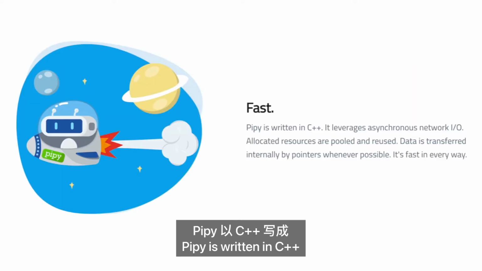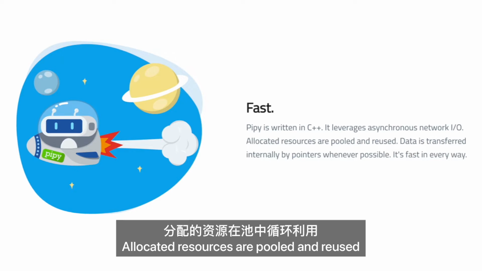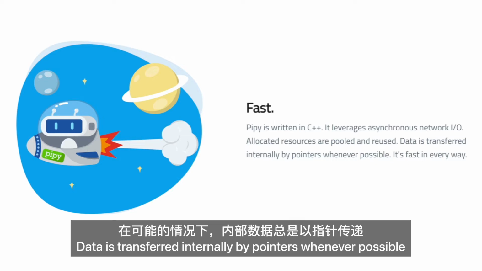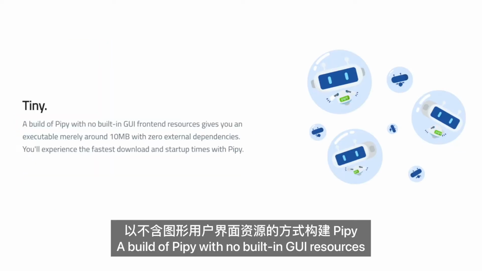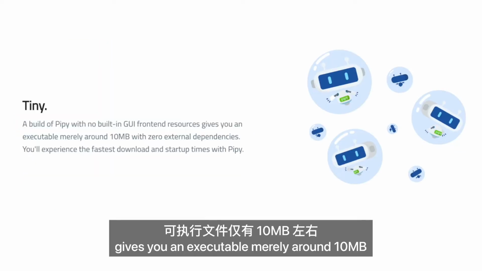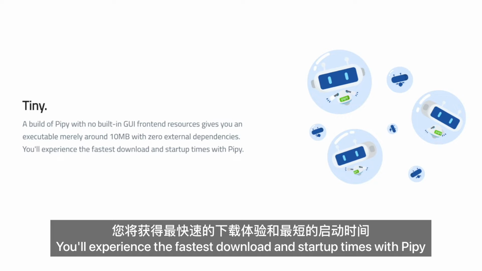Pipy is written in C++. It leverages asynchronous network I/O. Allocated resources are pooled and reused. Data is transferred internally by pointers whenever possible. It's fast in every way. A build of Pipy with no built-in GUI resources gives you an executable merely around 10 megabytes with zero external dependencies. You'll experience the fastest download and startup times with Pipy.